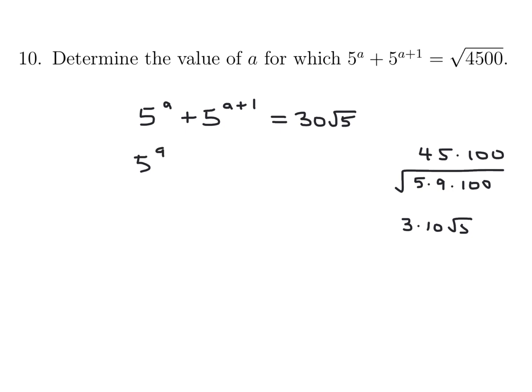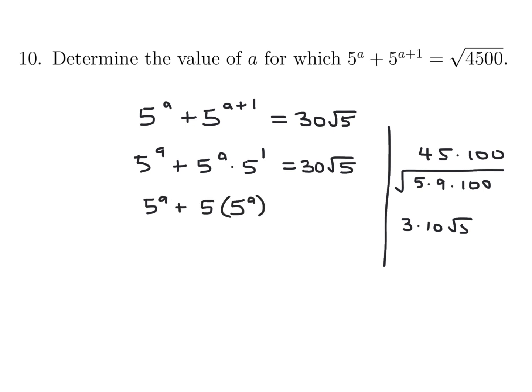And then this is 5 to the power of a, and we can break this up into 5 to the power of a times 5 to the power of 1, equals 30 root 5. And then this would be just 5 to the power of a plus 5 to the power of a. And then this would be 6 times 5 to the power of a is 30 root 5. And then I can divide through by the 6, so 5 to the power of a is root 5. And root 5 is the same as 5 to the half.